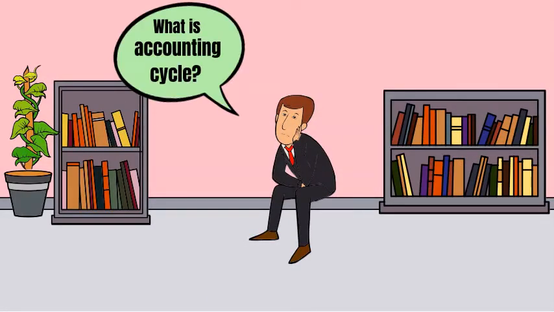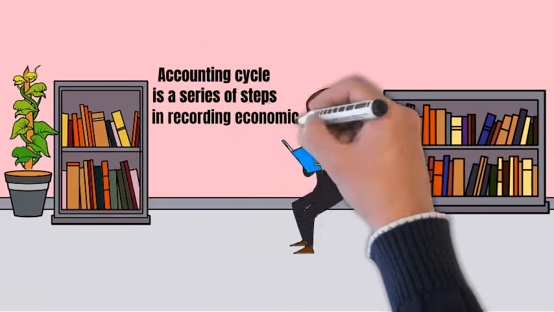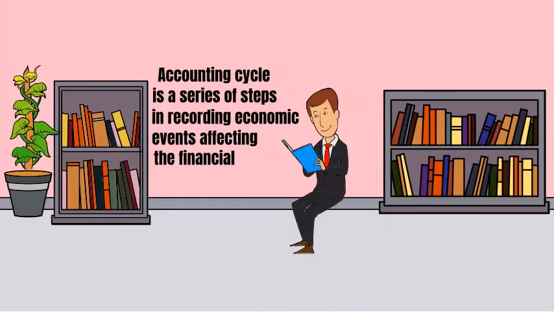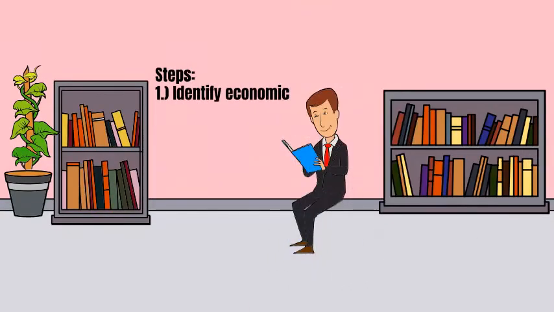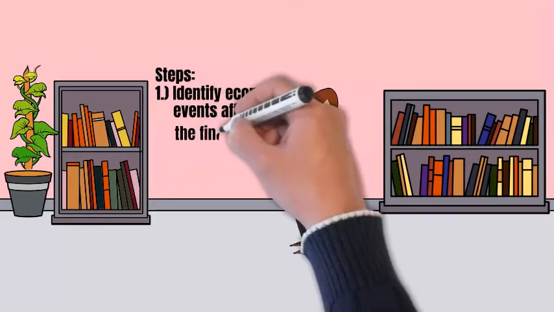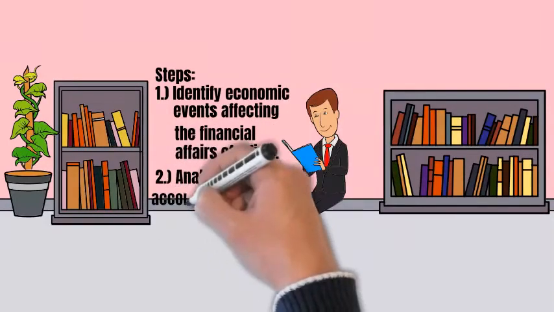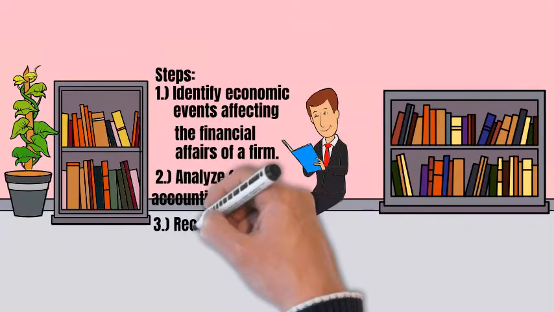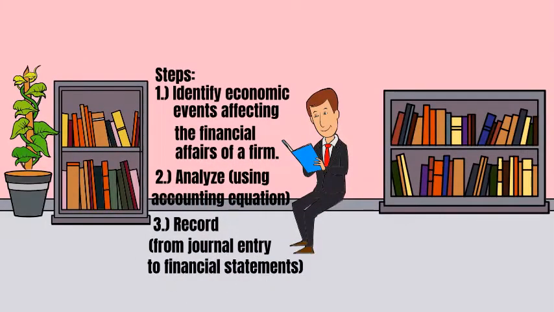What is accounting cycle? Accounting cycle is a series of steps in recording economic events affecting the financial affairs of a firm. Steps. 1. Identify economic events affecting the financial affairs of a firm. 2. Analyze, using accounting equation. 3. Record, from journal entry to financial statements.